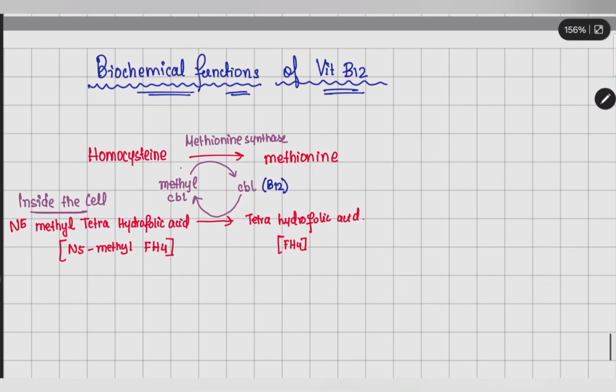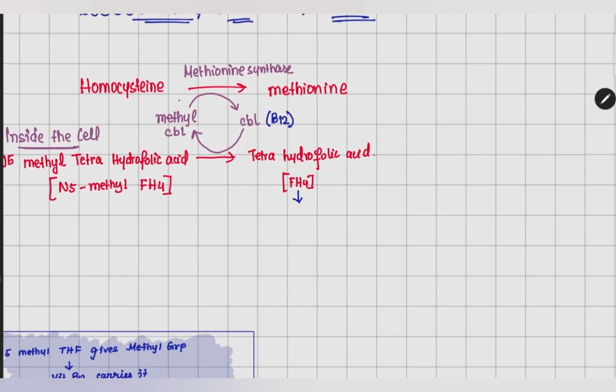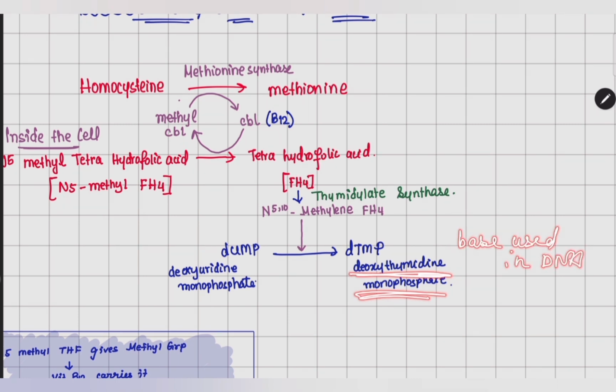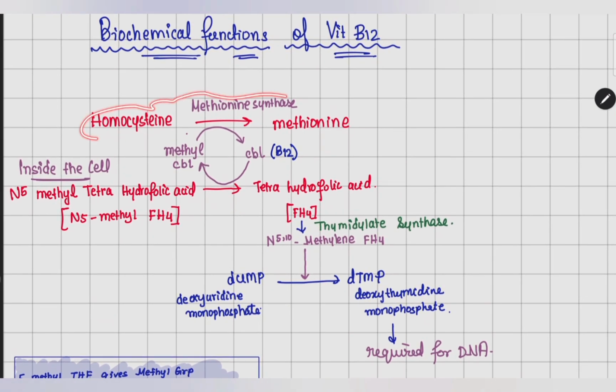This tetrahydrofolic acid uses an enzyme called thymidylate synthase and converts into methylene tetrahydrofolate. This methylene tetrahydrofolate is very important to convert deoxyuridine monophosphate to deoxythymidine monophosphate. This is required for DNA. It's a base that is used in the DNA. The conversion of homocysteine to methionine is very important as it regenerates B12.